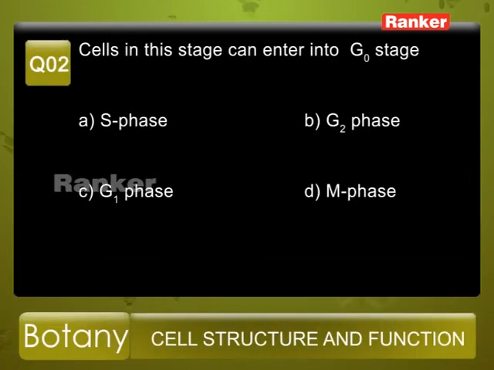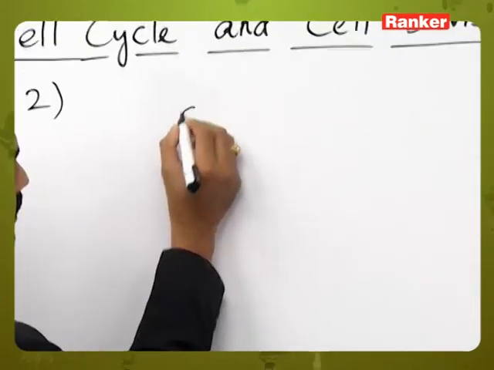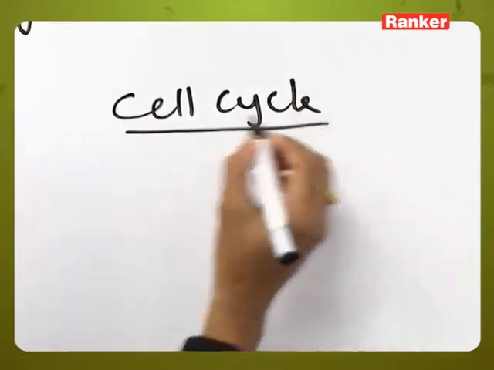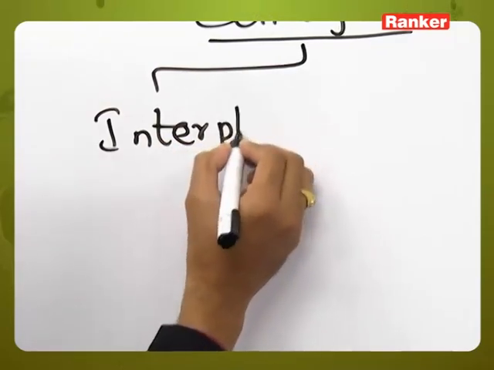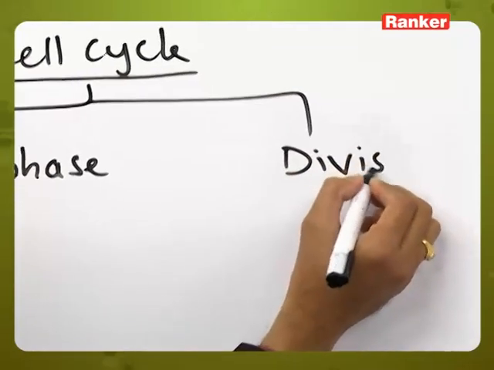Question number 2, cells in this stage can enter into G0 stage. The given options are A, S phase, B, G2 phase, C, G1 phase, and D, M phase. So here if you take the cell cycle, in this one the interphase and the division phase will be present.